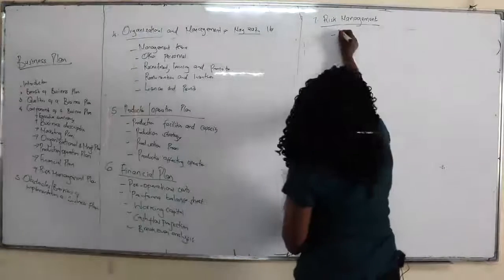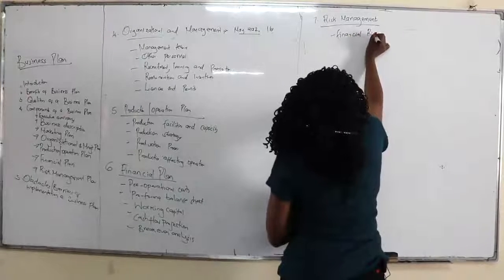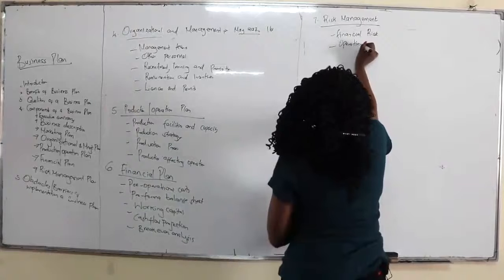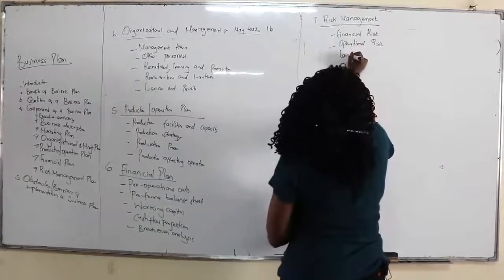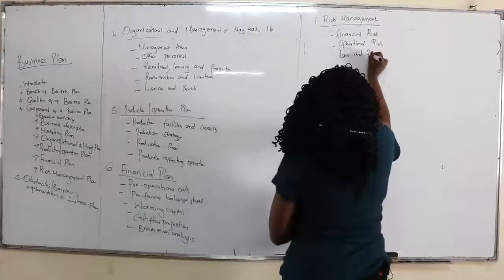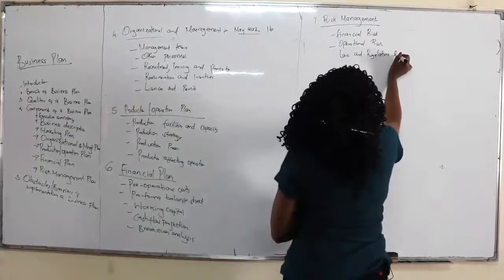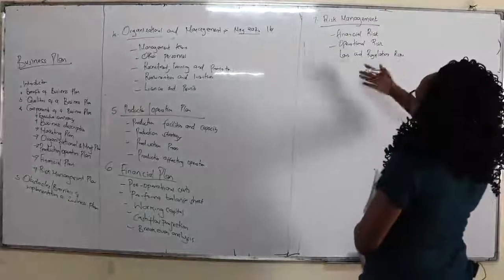Some of the risks which can face the business are the financial risk, operational risk, maybe laws and regulatory risk. Yes, we have a number of risks which can face a business, but I'm going to classify them.